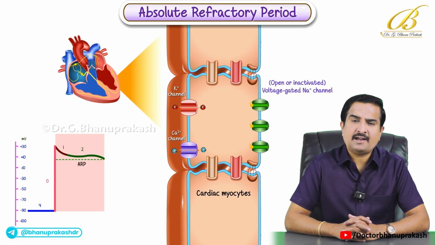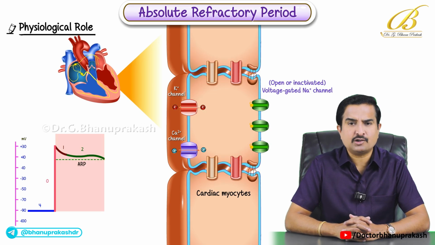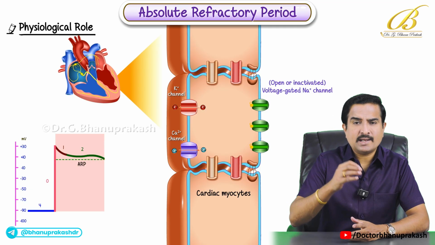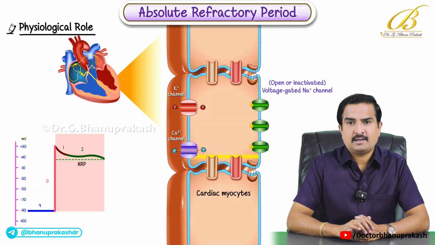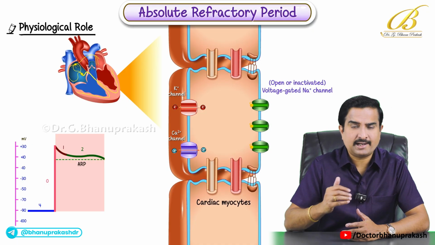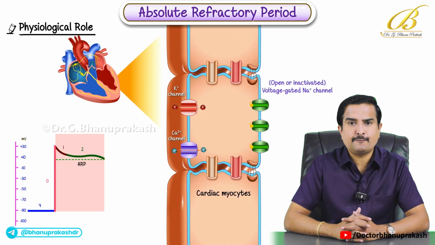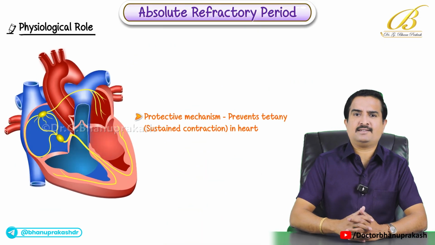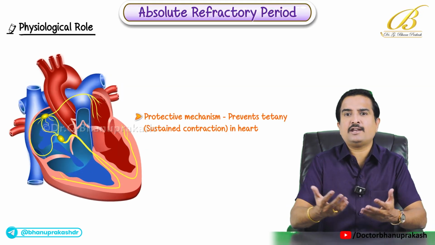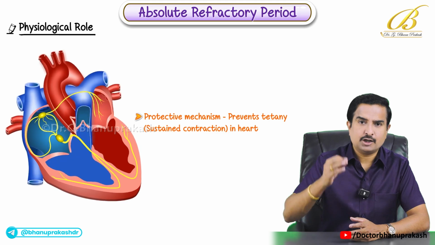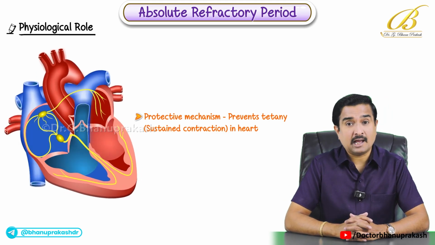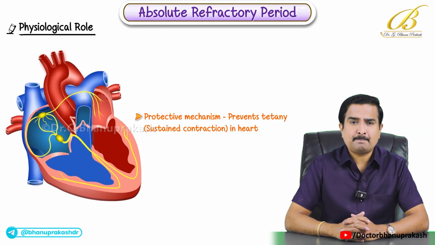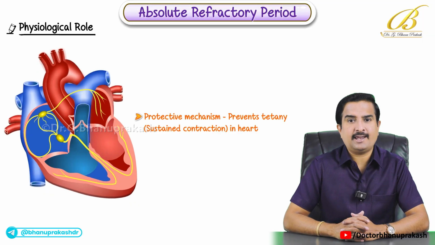So now, we have the absolute refractory period. What do you think is the physiological role of this period? This period ensures that once a wave of depolarization has started and the muscle is contracting, you cannot trigger another full blown contraction prematurely. It is actually considered a protective mechanism that prevents tetany, that is, sustained contraction in the heart, ensuring a rhythmic single contraction that allows the proper filling and ejection of blood. So, this is where the absolute refractory period is absolutely essential.